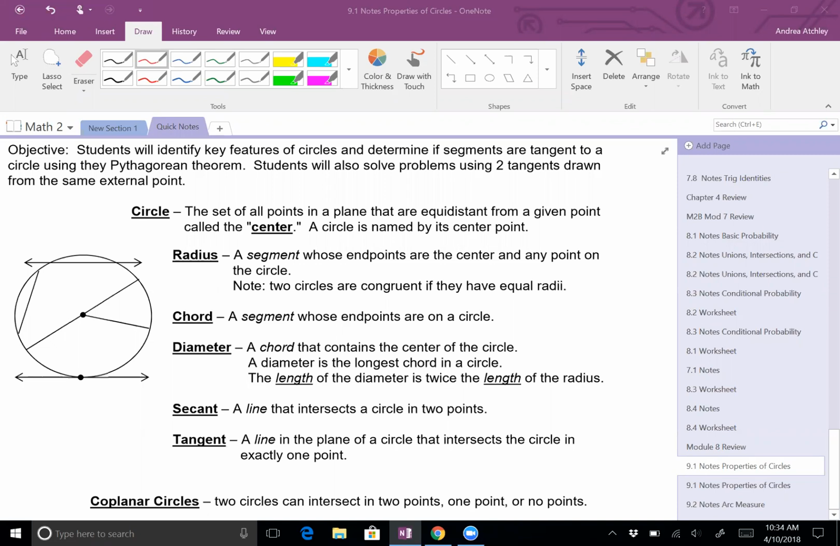Okay, so the radius is a segment whose endpoints are the center and any point on the circle. So it's from the center to a point on the circle. So this is a radius. And then note two circles are congruent if they have equal radii.